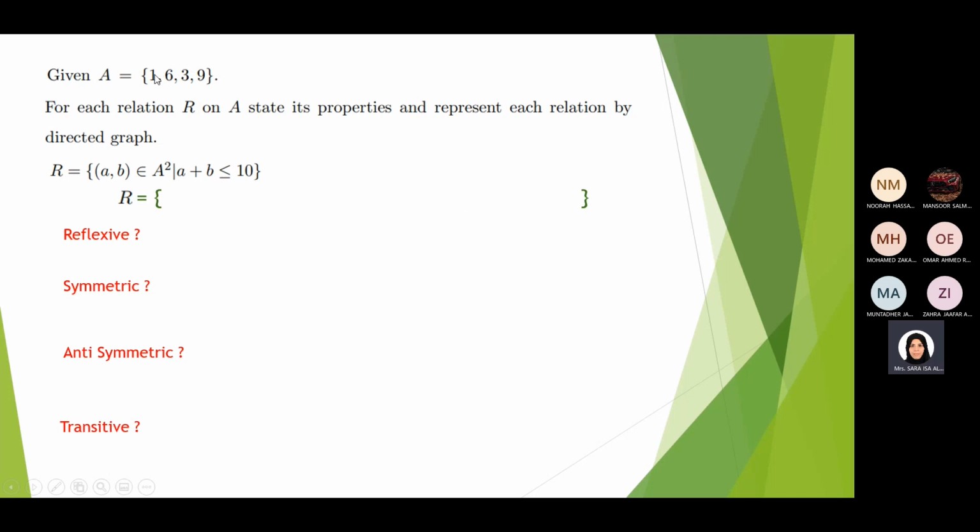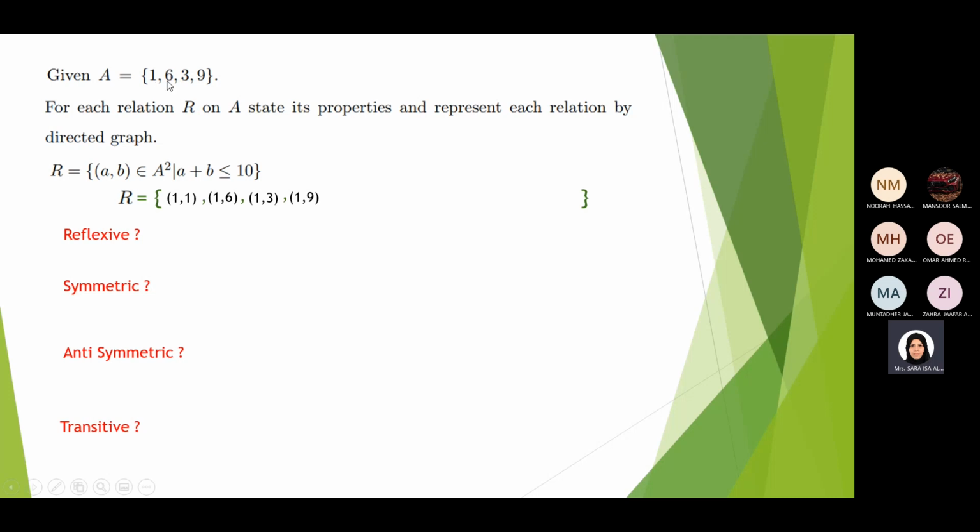Now let's see here. 1R1. 1 plus 1 is 2, less than 10. Yes, so I will include 1 1 in my relation. Then I will check 1 6. 1 plus 6 is 7, less than 10, so it will be included. 1 plus 3 is 4, less than 10. Yes, so I will include it in my R. 1 plus 9 is 10, less than or equal to 10, so it will be included. Then I finish with 1.